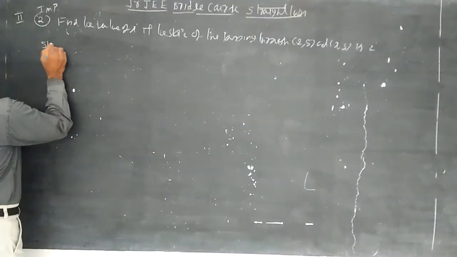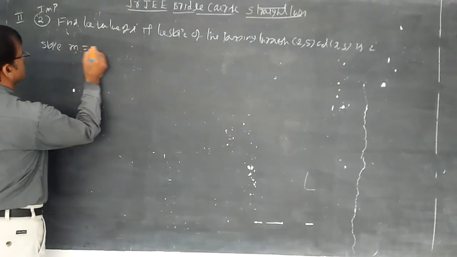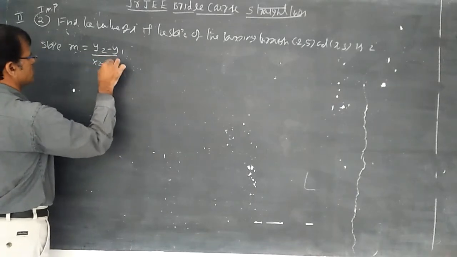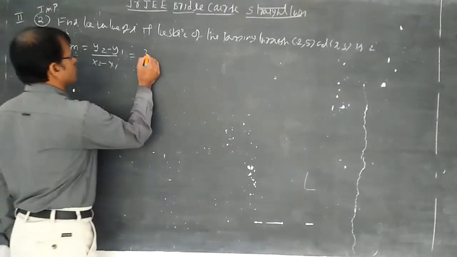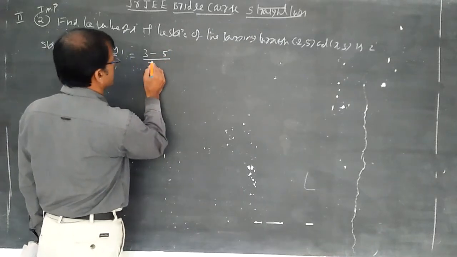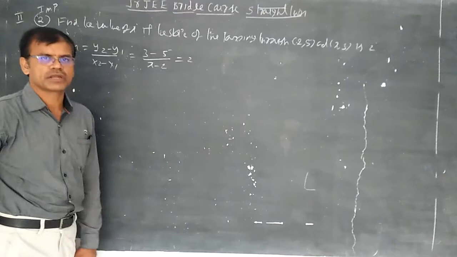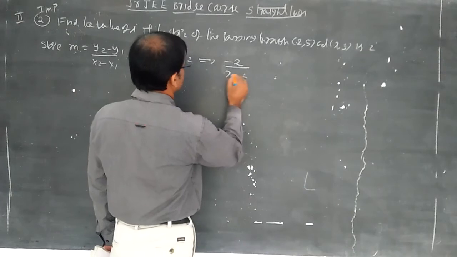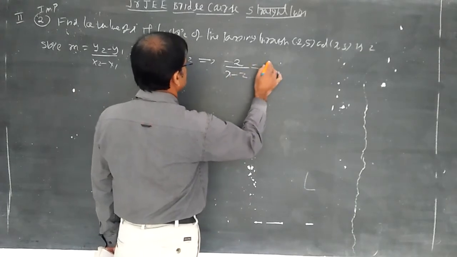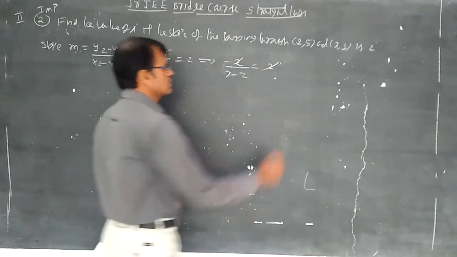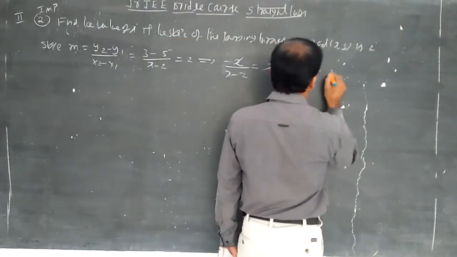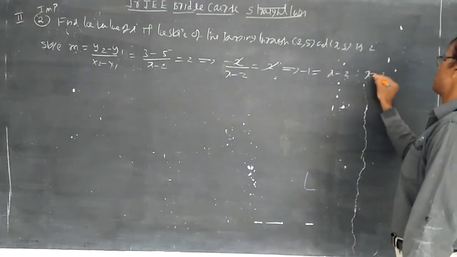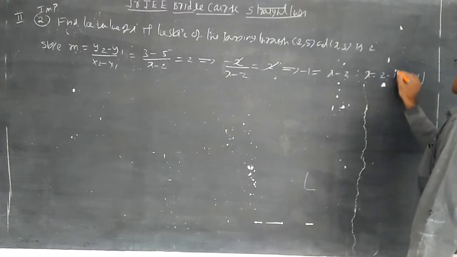So you can write the formula: slope m is equal to (y2 minus y1) by (x2 minus x1). Now you can write (3 minus 5) by (x minus 2), that is equated to 2. That implies 3 minus 5 becomes minus 2 by (x minus 2) is equal to 2, and the 2 will get cancelled. Taking cross multiplication, you get minus x is equal to x minus 2. So minus 2 taken this side, it becomes x is equal to 2 minus 1, x is equal to 1.